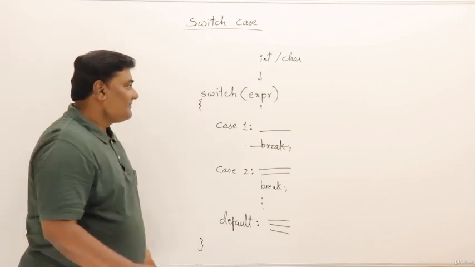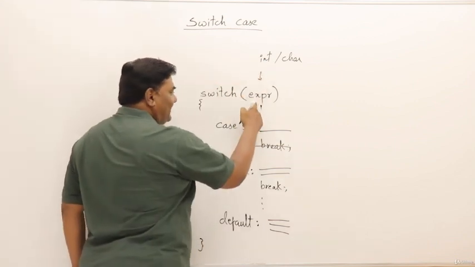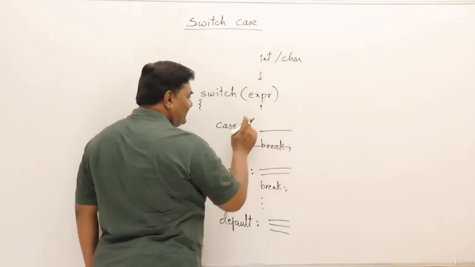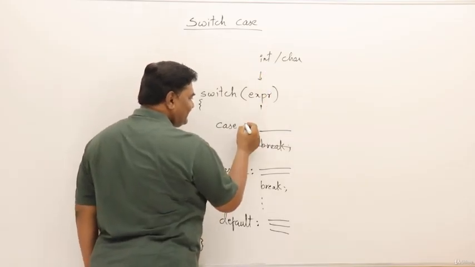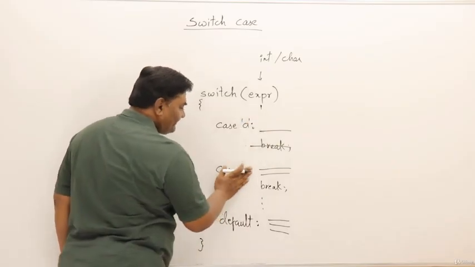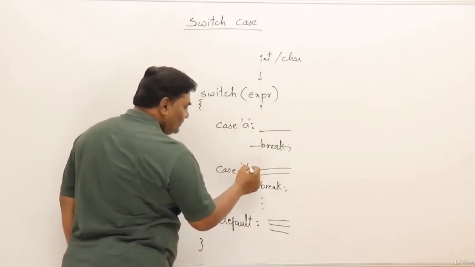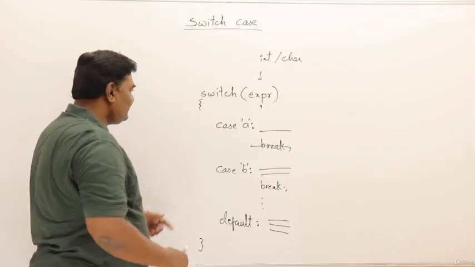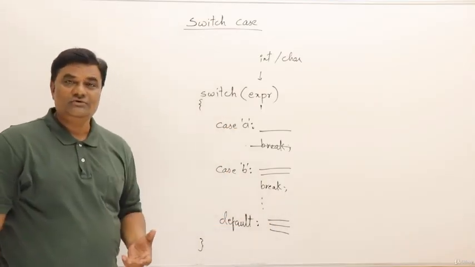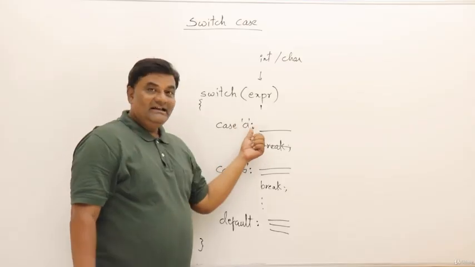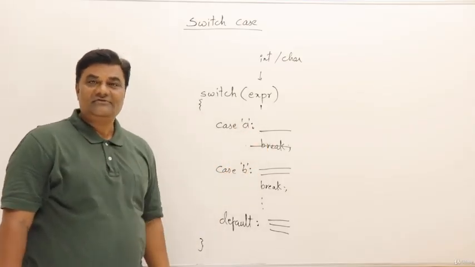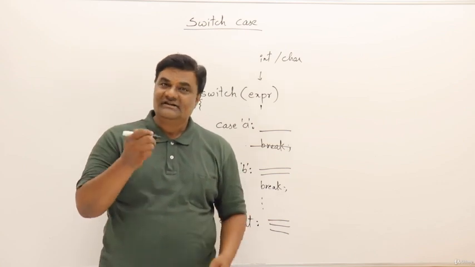Now next thing, if it is integer type, then I can write cases as 1, 2, 3, 4. If it is character type, then I can use cases like this: 'A' in quotes, 'B' in quotes. So if the value of the character is A, then this will execute, if B, then this will execute, and so on. So I can even use character labels also. Actually these are called labels. So you can use labels in the form of characters also.